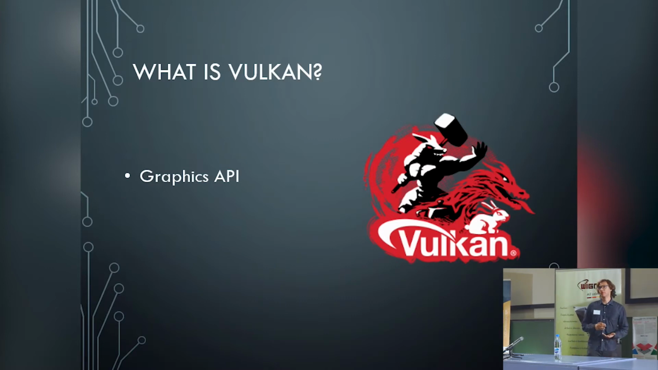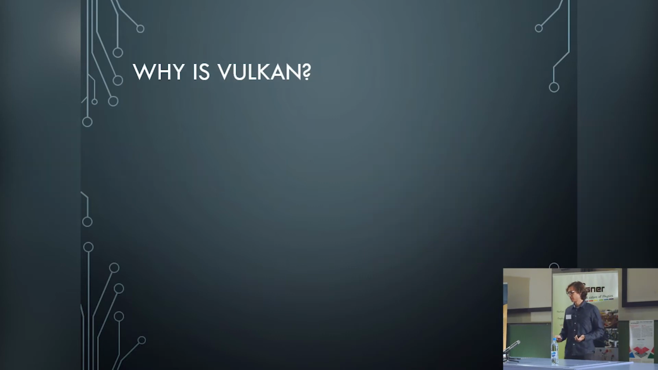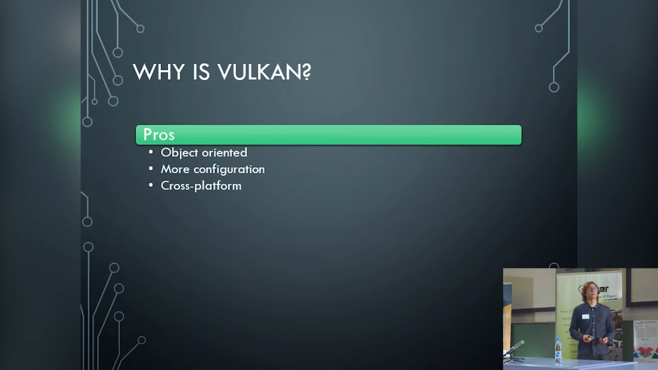So, Vulkan is a graphics library. It's developed by the Khronos Group. It's like OpenGL, but with an entirely different structure and an entirely different point of view. And why I chose Vulkan is because it's object-oriented. It gives you all the configuration you can do on the driver, and you have to do all that configuration to draw something or just do something in Vulkan, and it's cross-platform.